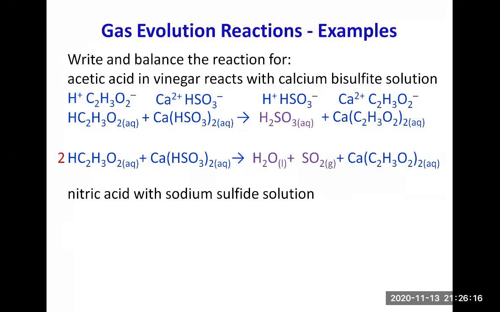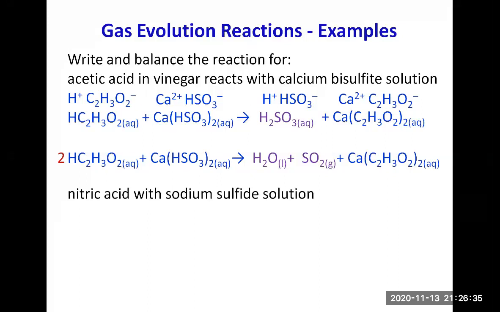That makes it 2 acetate on the left, 2 acetate on the right. Calciums are balanced. And now HSO3, there is 2 on the left. We know that they will become the H2SO3. And here we have 2 sulfur on the left, so we need 2 sulfur on the right.